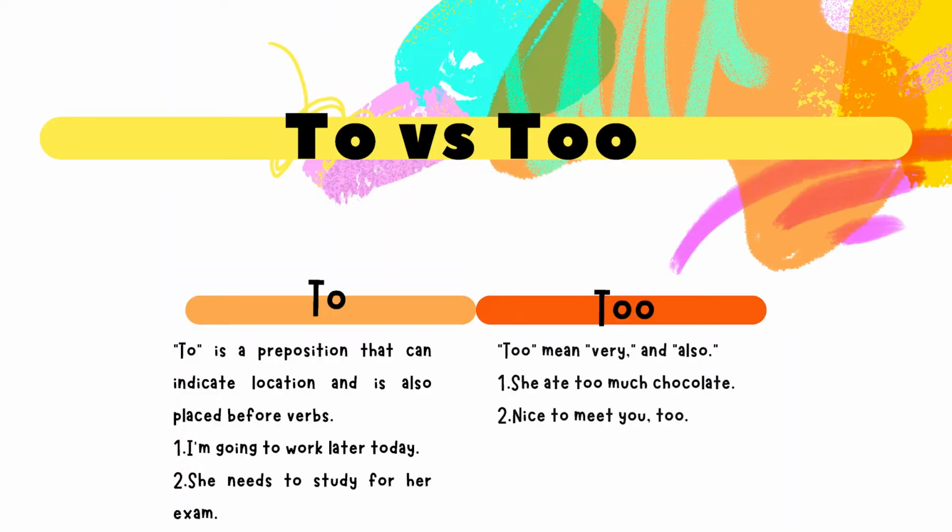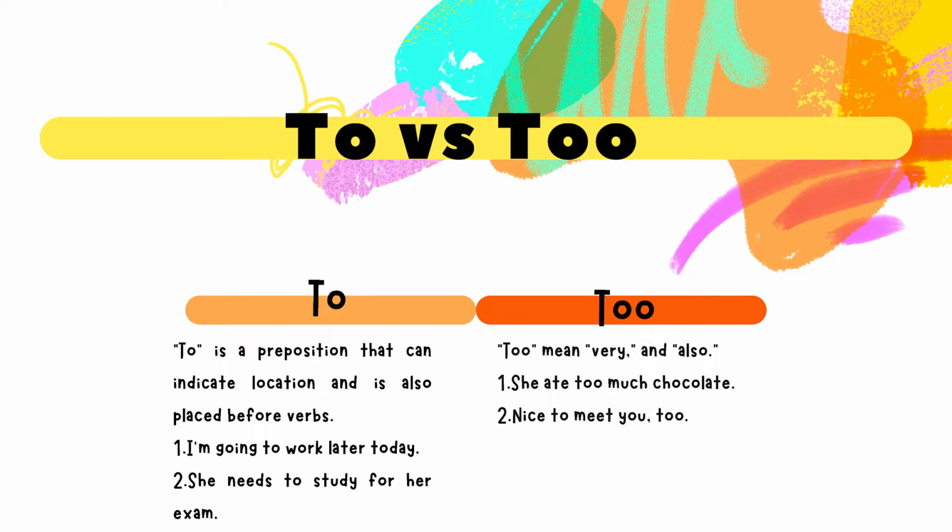Finally, we have to versus too. To is a preposition that can indicate location, and it is also placed before verbs to form what we call in English the infinitive. The infinitive is simply the placement of to before a verb. Example sentences: I'm going to work later today. Next, she needs to study for her exam.